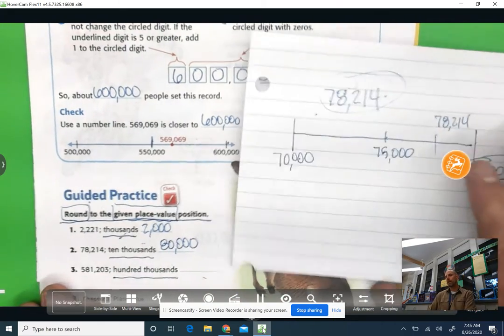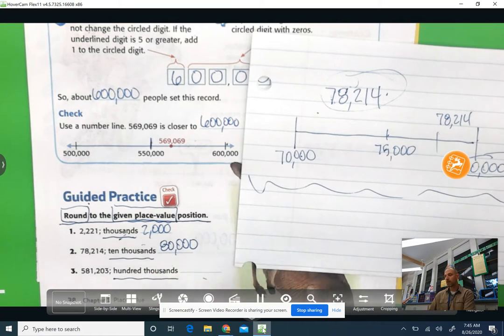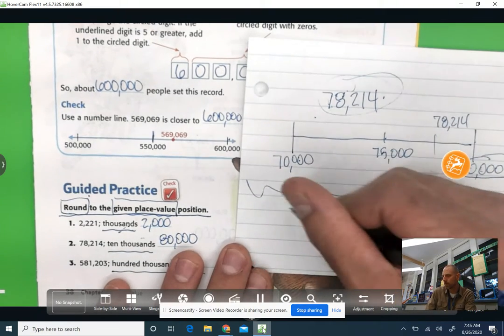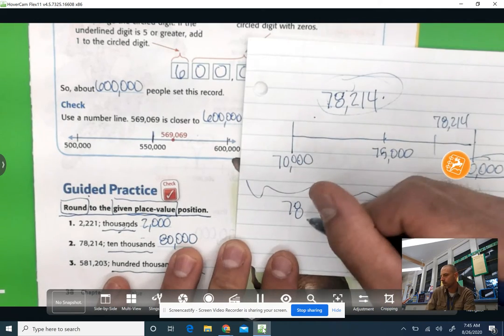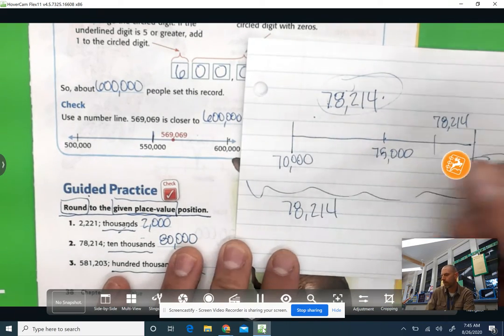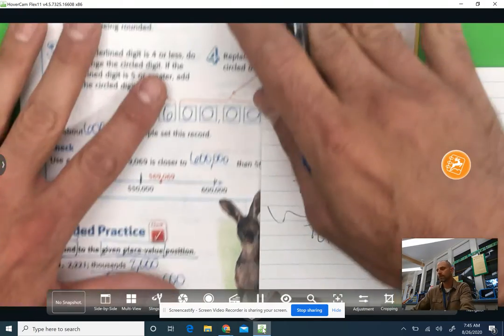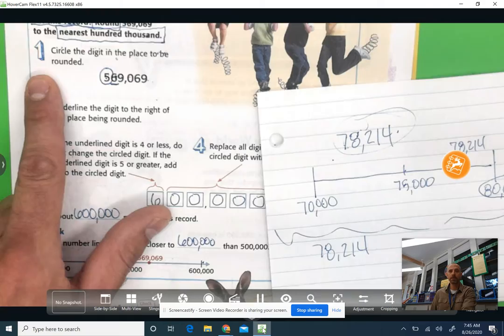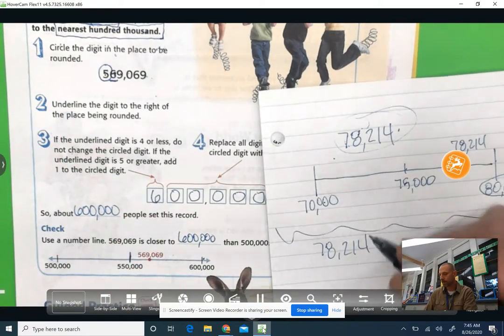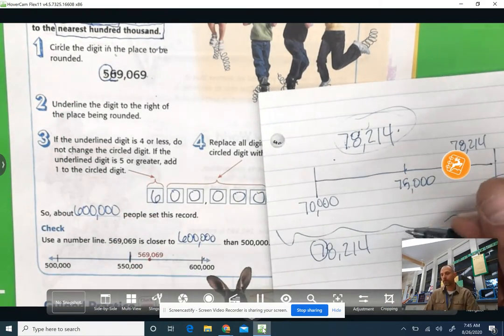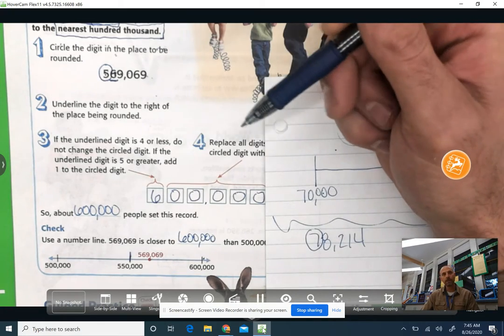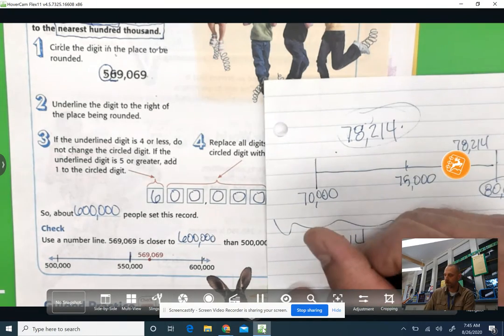Okay. Now, let's check out the memorization device. The correct word for that is escaping me at the moment, but let us act it out. 78,214. Number 1 says, circle the digit in the place to be rounded. 10,000s. That's this 7. Number 2, underline the digit to the right of the place being rounded.